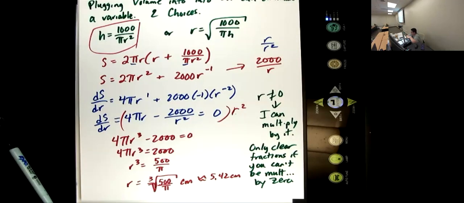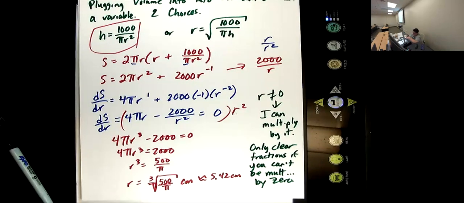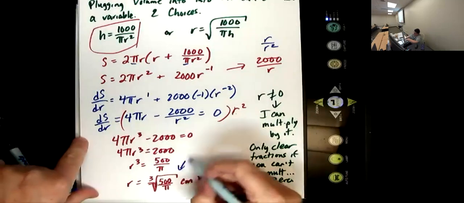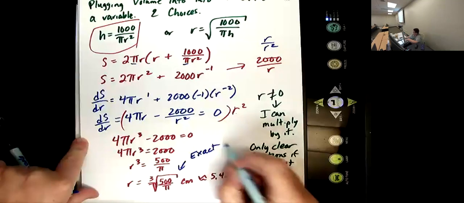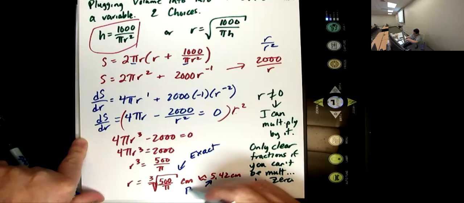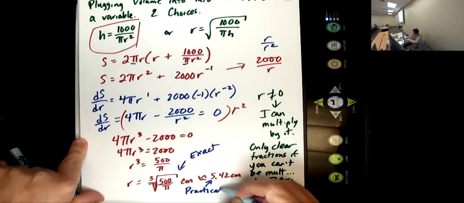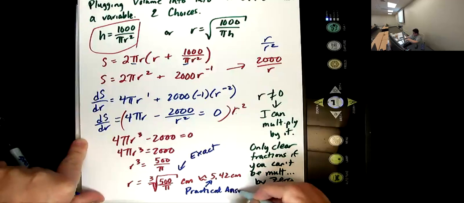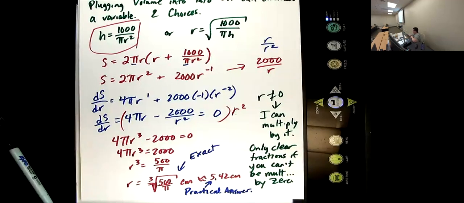On a test, you actually want both answers because this is the exact answer, which is what you want to show me that you know how to get. This is the practical answer of what you would use. Because you can't measure this cube root of pi out with a ruler, right?